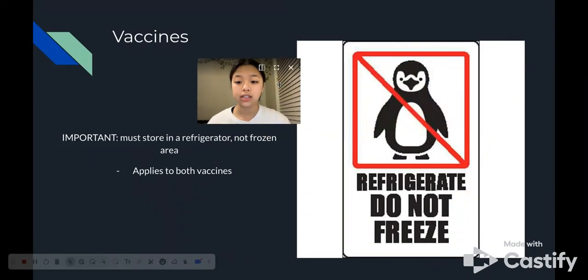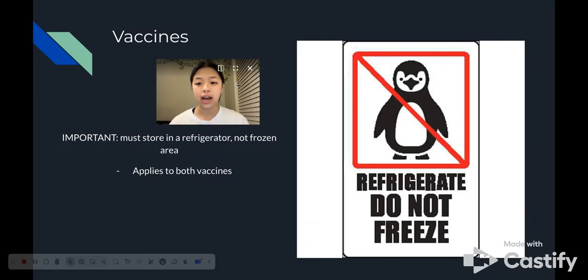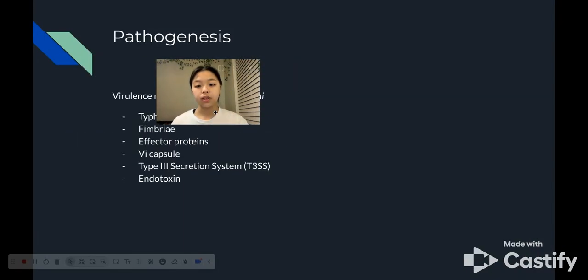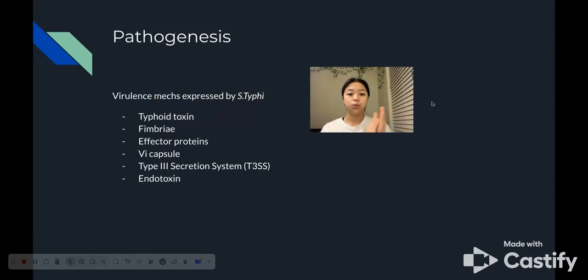If you have this vaccine, it is very important that you refrigerate it and don't freeze it because it will die. So please refrigerate it.